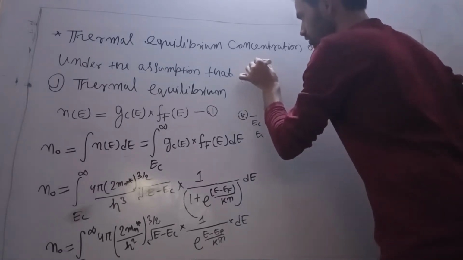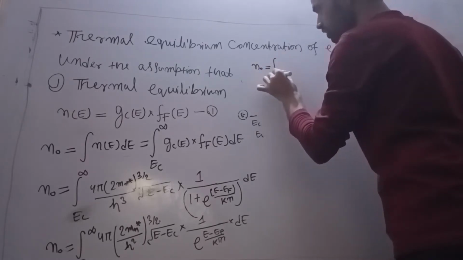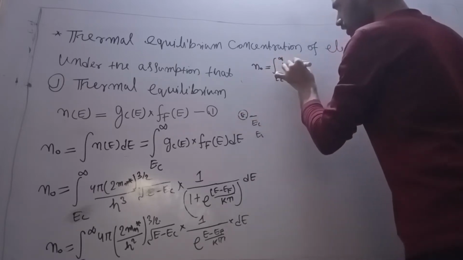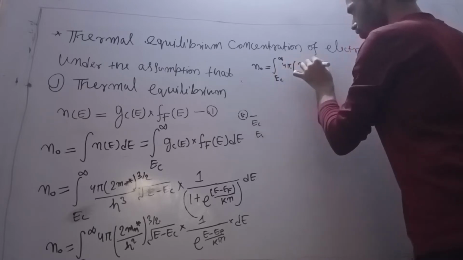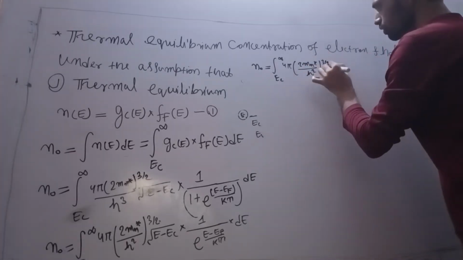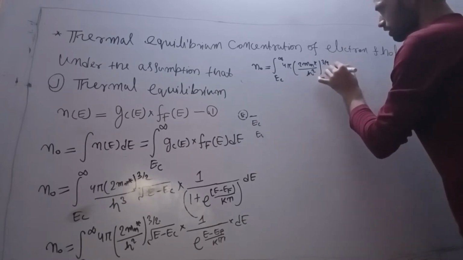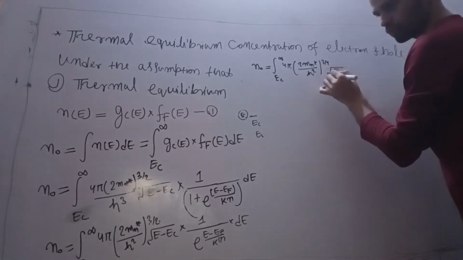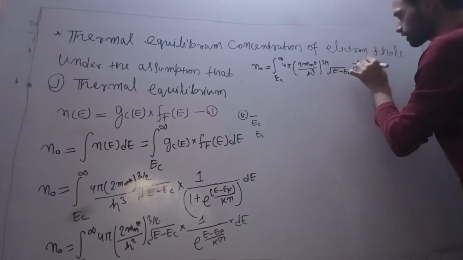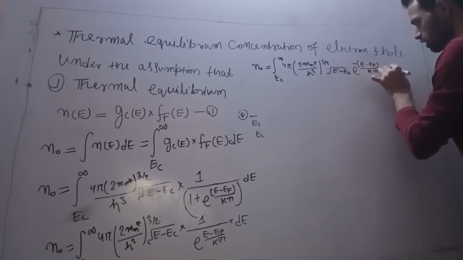Now come to n naught. Let us take this upside, we will get the integration from Ec to infinity of 4 pi (2 mn star divided by h square) to the power 3 by 2, into square root of (E minus Ec), into e to the power minus (E minus Ef) by kT. That is the Boltzmann approximation that we have taken.